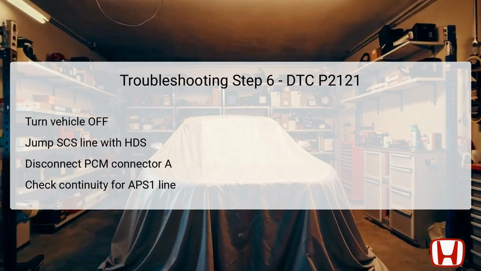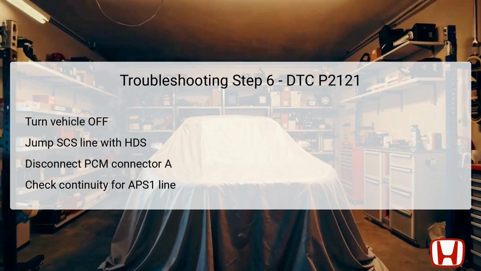In troubleshooting step 6, the focus shifts to the APS1 line. Begin by ensuring that the vehicle is turned off, lock, for safety. As in previous steps, jump the SCS line with the HDS and wait for a minute for system reset. Afterward, disconnect the PCM connector A again, allowing you to isolate the component for testing. With the APP sensor connector still disconnected, check continuity between test points, specifically at terminal number 6 of the APP sensor 6P connector and body ground.